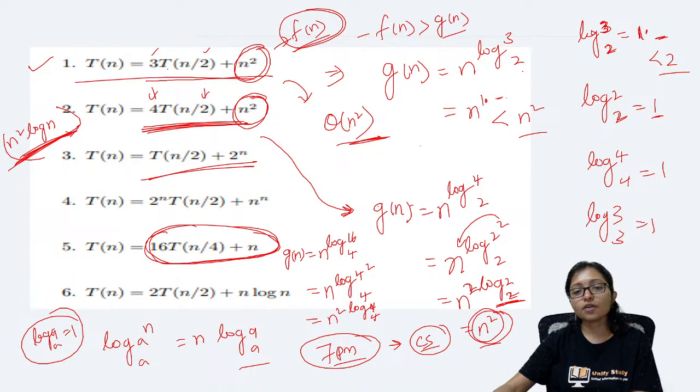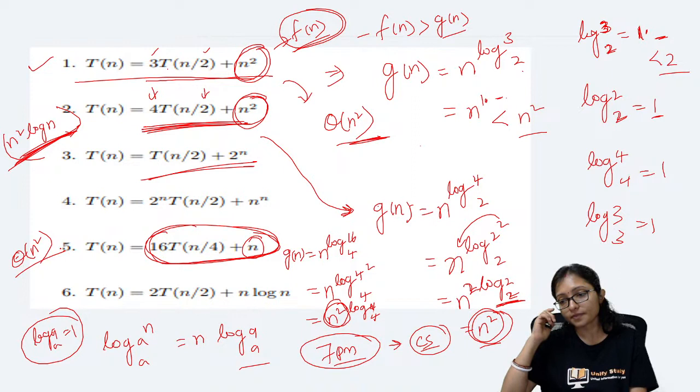So again it is n square. Which one is greater, n or n square? Definitely n square is greater. So your answer will be theta of n square. Theta of n square, right?